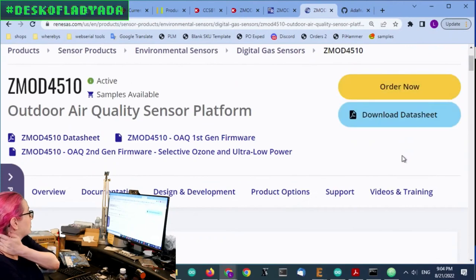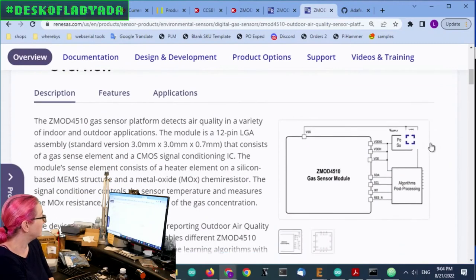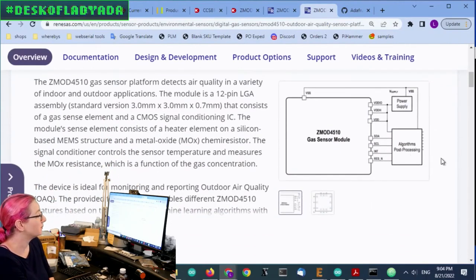Okay, so it's an outdoor air quality sensor platform. What's interesting about this sensor is, for interfacing at least, it's I2C. So that's kind of good. I like to see that. I don't like it when it's like, hey, we came up with some weird interface. I2C is pretty standard. Not worried about being able to communicate with it.